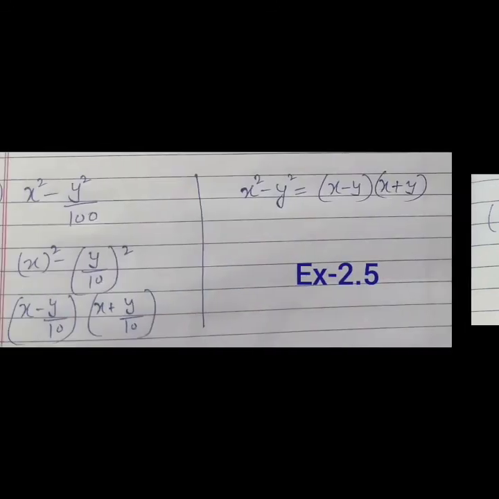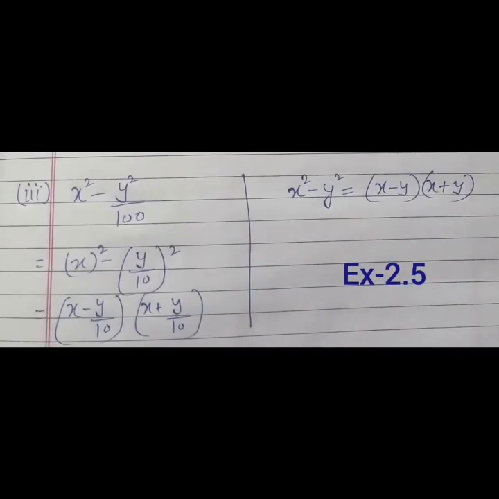Okay, now the last part is here, x square minus y square upon 100. So we apply this identity x square minus y square, that is (x minus y) into (x plus y). So x square means x whole square, and y square upon 100 means (y upon 10) whole square, since we take the square root of 100, which is 10. So this becomes the identity x square minus y square, and we have written (x minus y upon 10) into (x plus y upon 10).